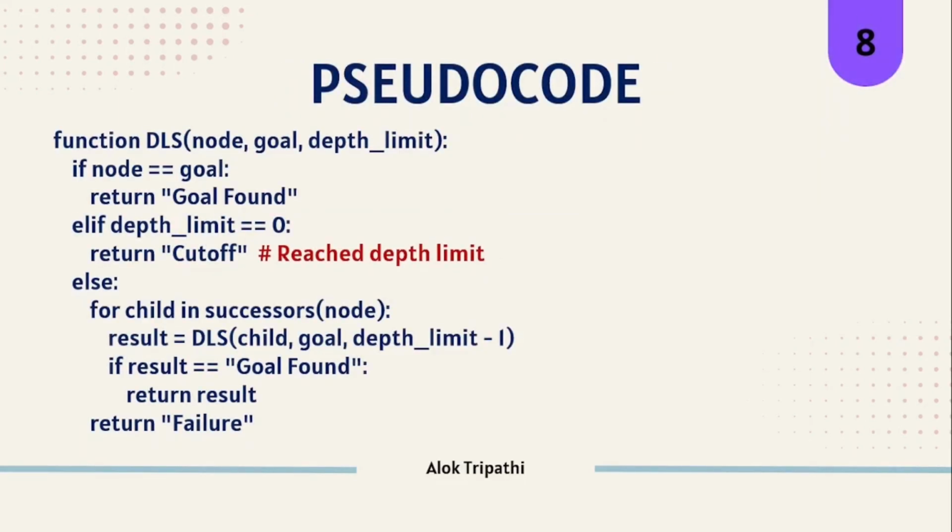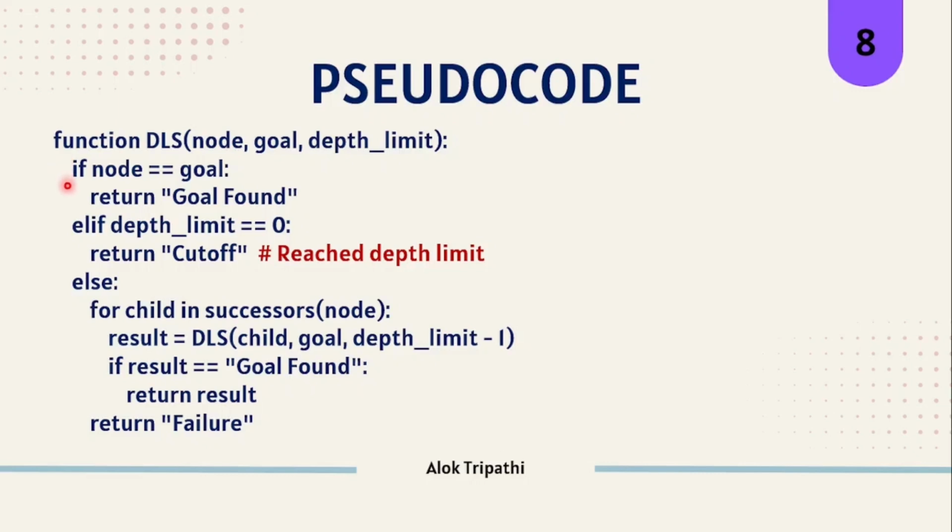Since now you have understood the working of DLS, now it won't be tough for you to understand this simple pseudocode of how this algorithm works. So over here I am having my DLS function which will be getting a node, a goal node and a depth limit. Meaning the function call statement would be having the current node, the goal node and the depth limit. So when this function would be called for the first time, this node would be the root node, right?